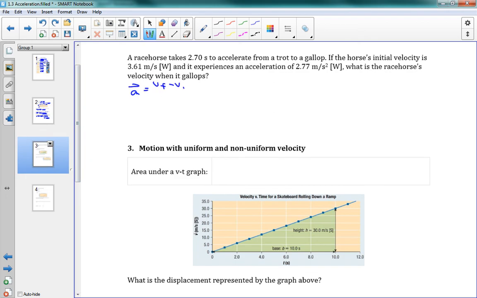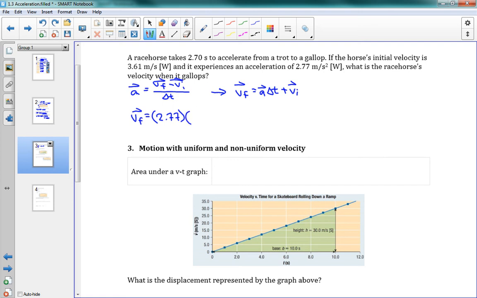We use the same starting equation. a is equal to Vf minus Vi over delta t. But now I'm going to rearrange this to solve for Vf. So a delta t plus Vi. Good. And now I can say that Vf is equal to, and just fill in my values. So I have my acceleration. The acceleration is 2.77 meters per second squared west.